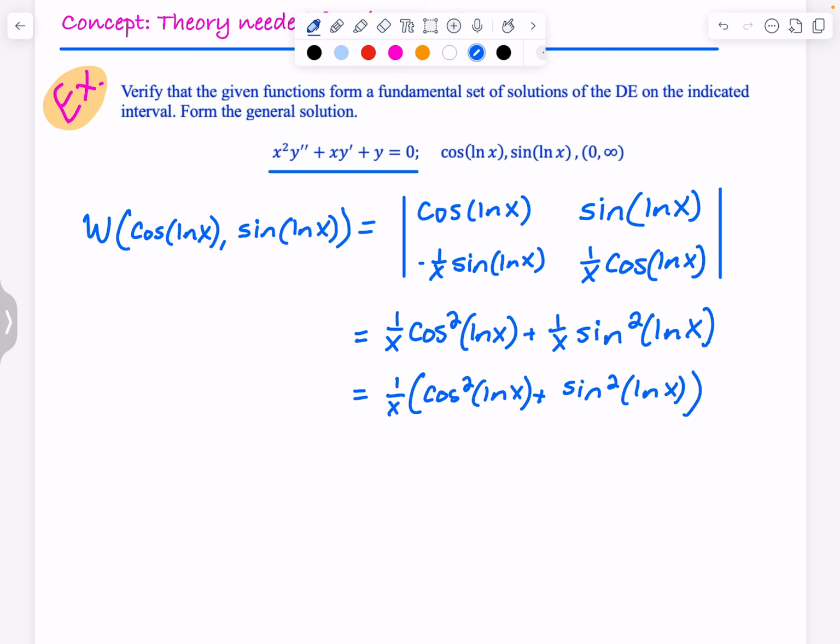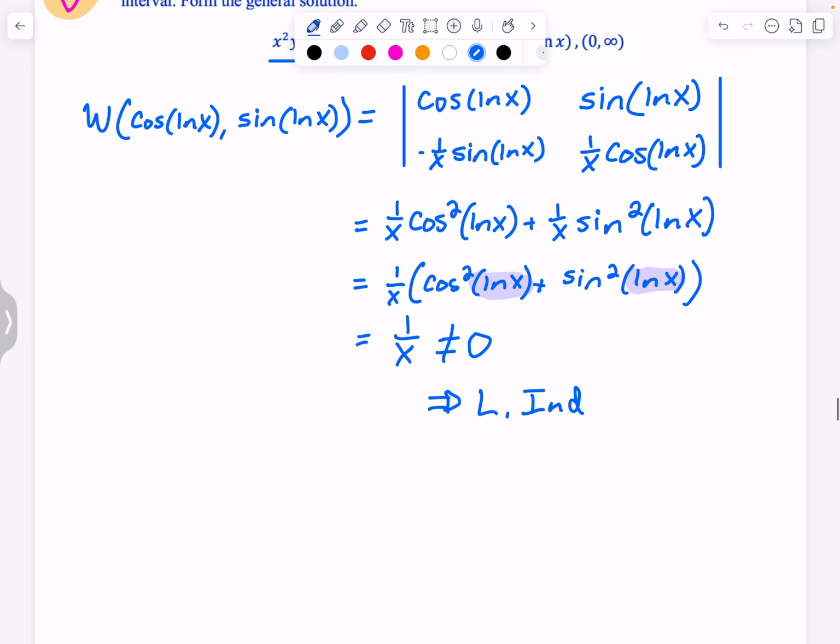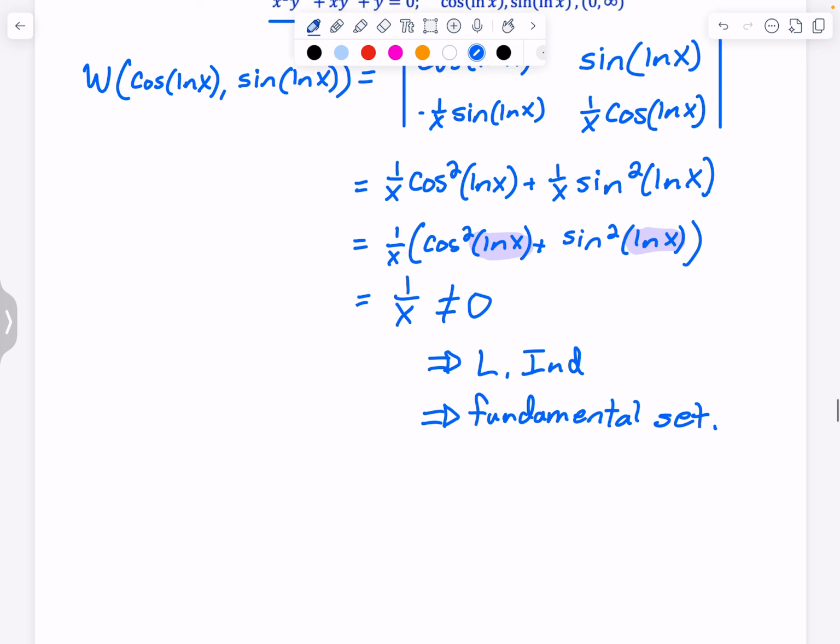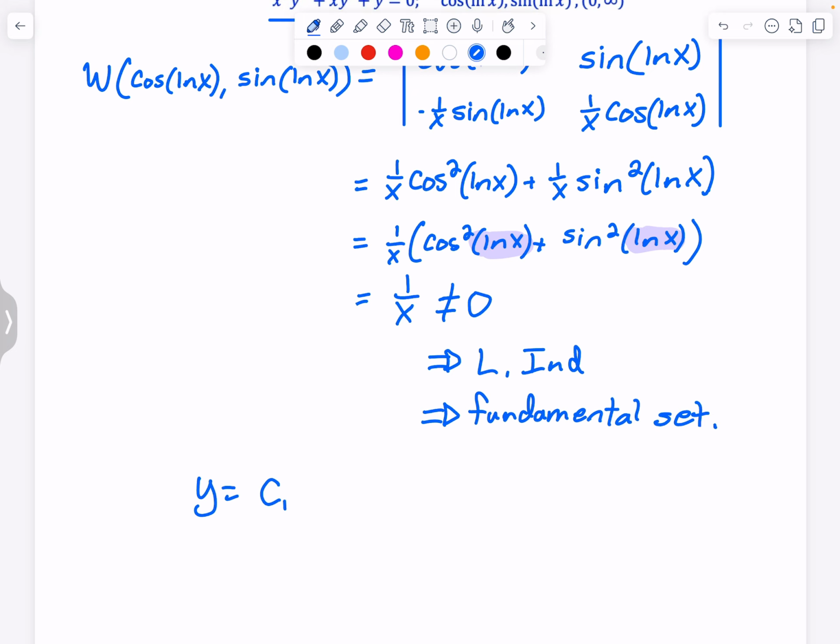The Pythagorean identity applies as long as the arguments are the same. What I mean by arguments is what's inside. If that was an x and a y, that wouldn't work. But since they are both the exact same thing, we get a 1 every time, as long as that's the same thing. Well, this is not 0. That implies that they are linearly independent, and then that implies that it is a fundamental set. Right? And then I can grab my general solution. y equals c1 cosine of ln of x plus c2 sine of ln of x.